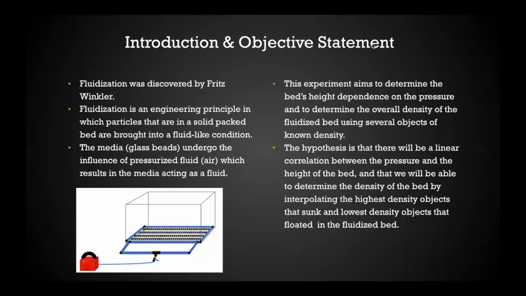The objective of this experiment was to determine the bed's height dependence on the pressure and to determine the overall density of the bed using several objects that were of known density. At first, we hypothesized that there was going to be a linear correlation between the pressure and the height of the bed, and that we were going to be able to determine the density of the bed by using interpolation of the highest density objects that sank in the fluidized bed and the low density objects that floated.